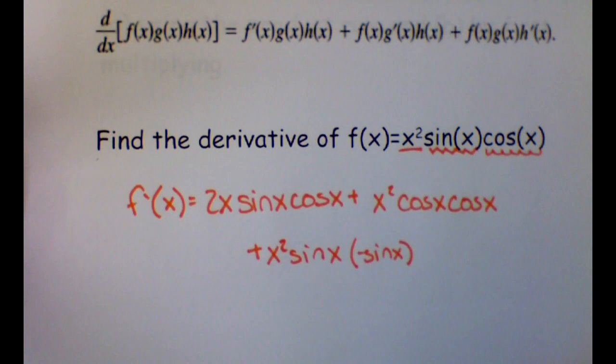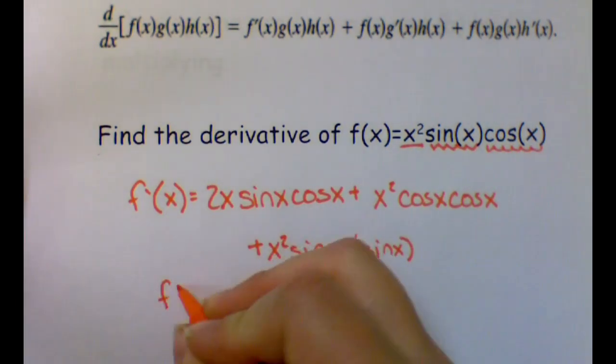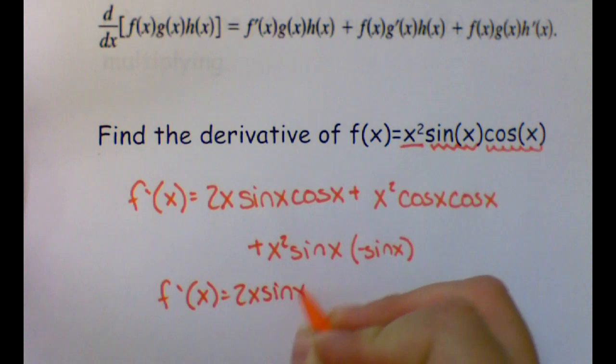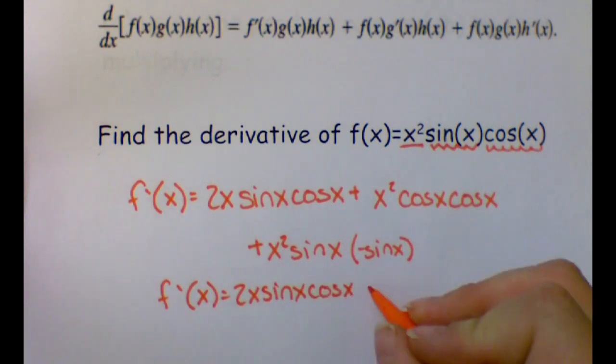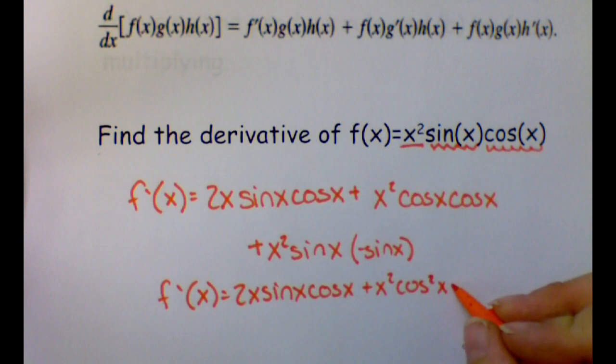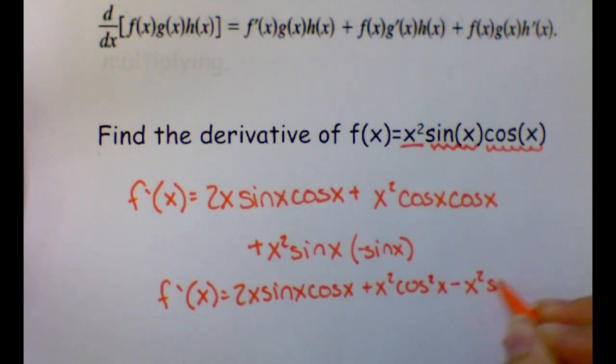And now I just simplify a little bit. So f prime of x equals 2x sine x cosine x plus x squared cosine squared of x minus x squared sine squared of x. And there's my derivative.